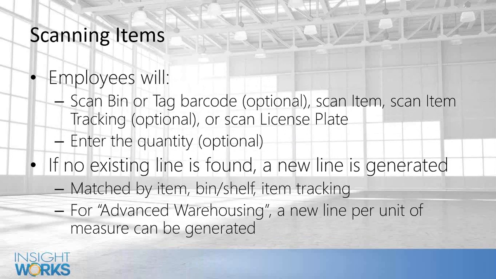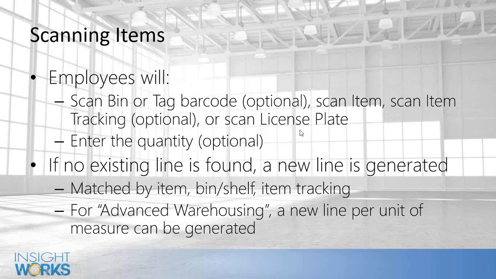Once they've loaded up that count sheet on the handheld, there's a few different ways they can scan things in. The most typical is they're going to scan a bin code, an item code, and then enter the quantity. That is the most typical. Bin, item, quantity. If you don't have bins enabled, it's just item and quantity. Now, there are a couple other things like a tag barcode, which I'll talk about in a moment.